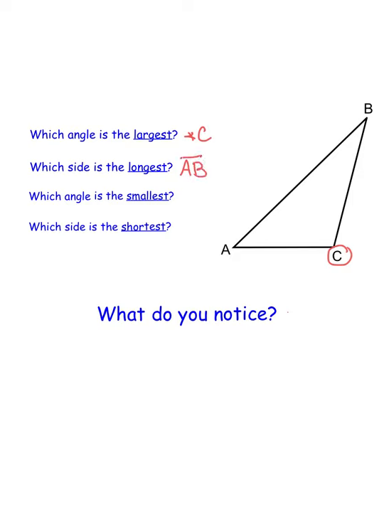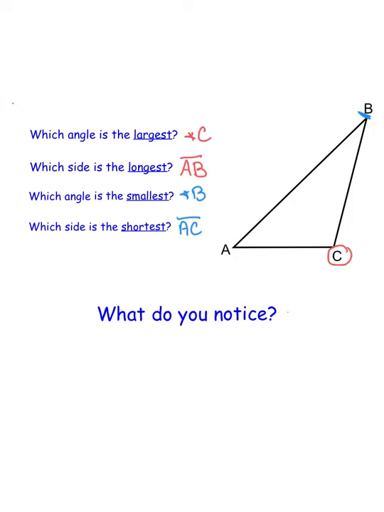Now, the next question says, which angle is the smallest? It looks like angle B might be the smallest angle in that picture. And then it says, which side is the shortest? It looks like if I were to take out a ruler, that AC would be the shortest side. Now it says, what do you notice?